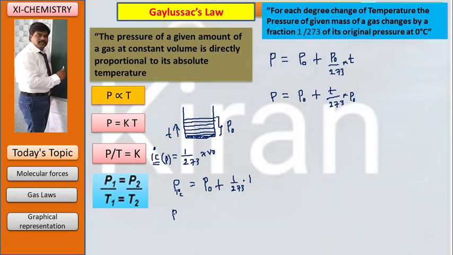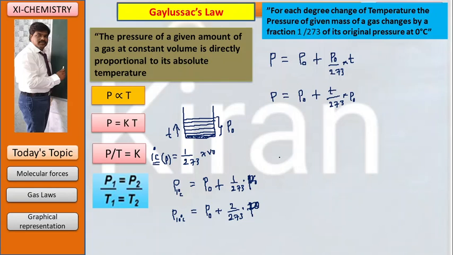When you increase the temperature by 10 degree centigrade, at that particular temperature, what is the pressure? It is the original pressure plus 10 by 273 into P naught. 10 degree centigrade means into 10. I am rearranging it like this: here 1 by 273 into P naught, here 10 by 273 into P naught.